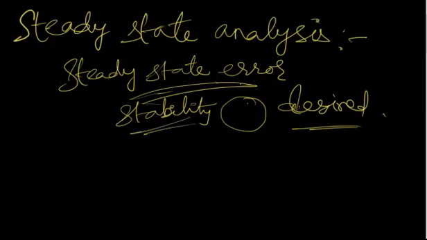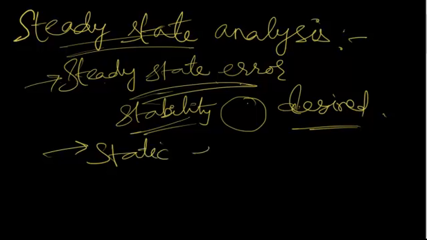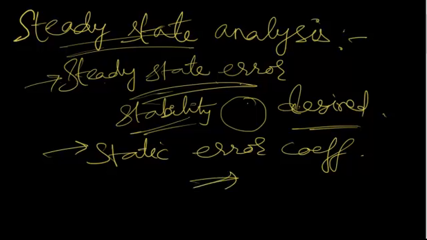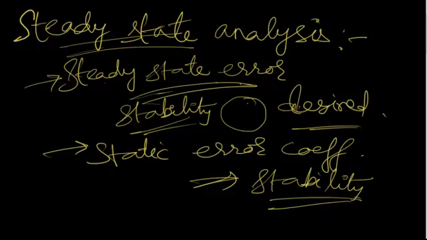So in steady state analysis, basically what we do is we find out certain coefficients like steady state error and some static error coefficients. Knowing these, we finally comment on its stability, so that we can decide whether this system can be designed or not. So for steady state error we have a derivation here.